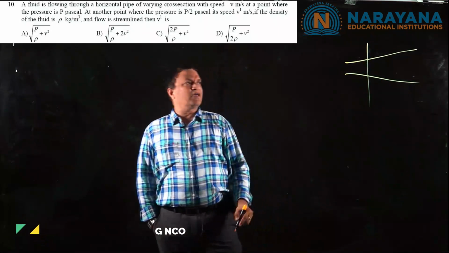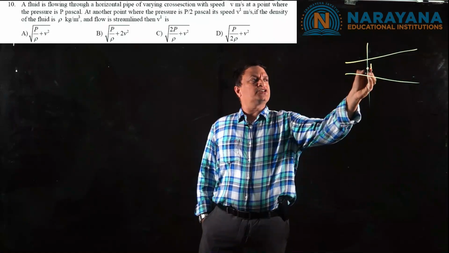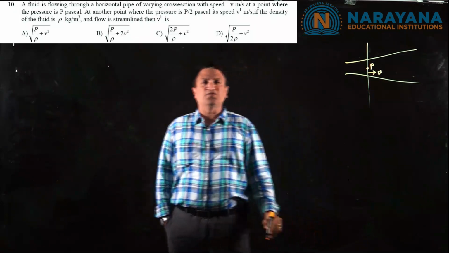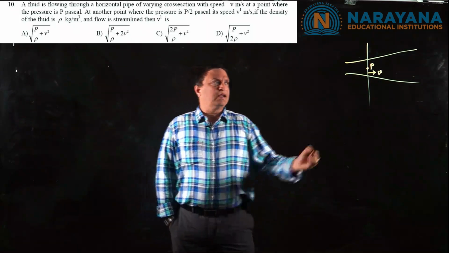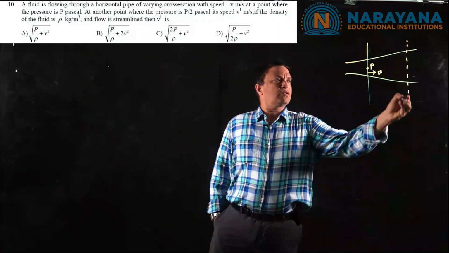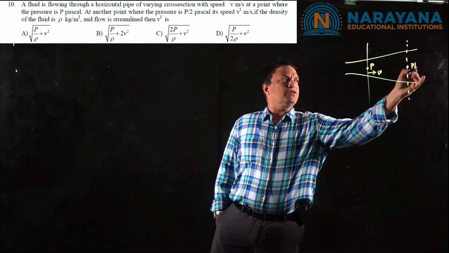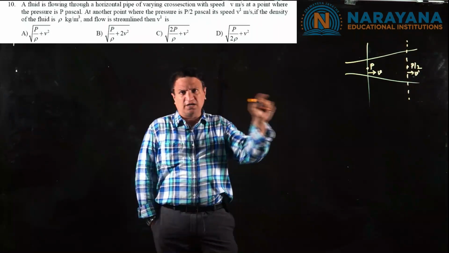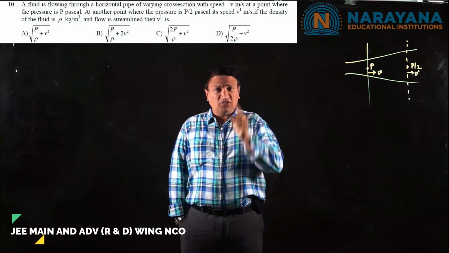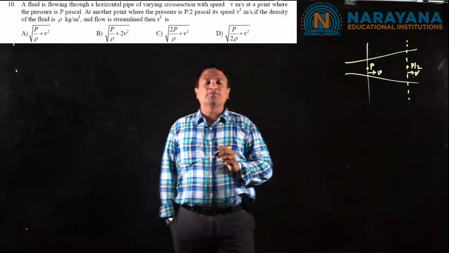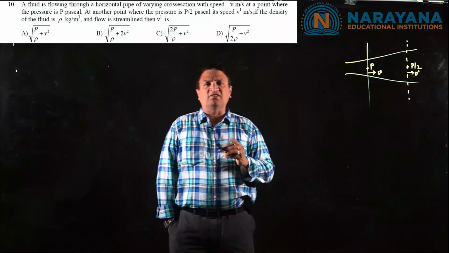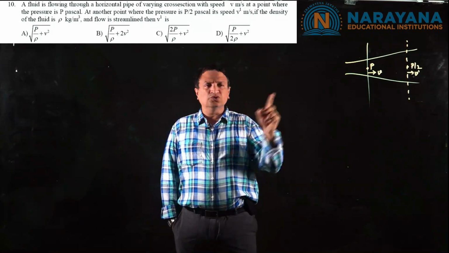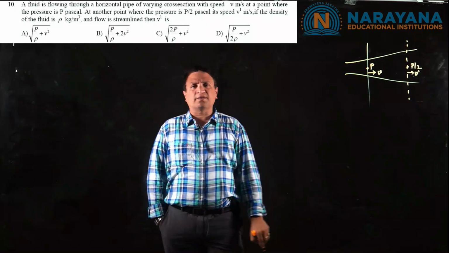At some point where the pressure is P, the velocity of flow is V. And at some point where the pressure is P by 2, the velocity is given as V dash. Remember, it's a horizontal tube that's given. Also, they have clearly mentioned it is a streamlined flow, and the density of liquid is also given as rho. Remember, if it is a streamlined flow, then you can use Bernoulli's equation here.